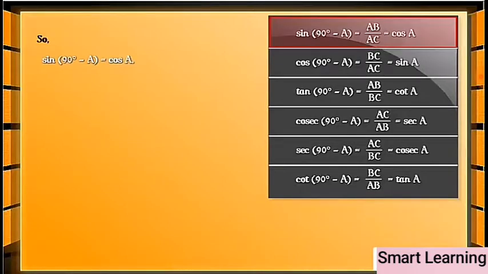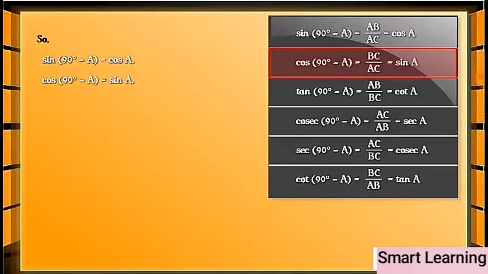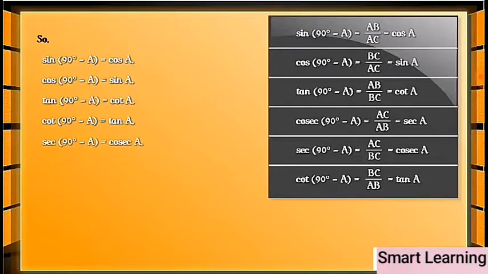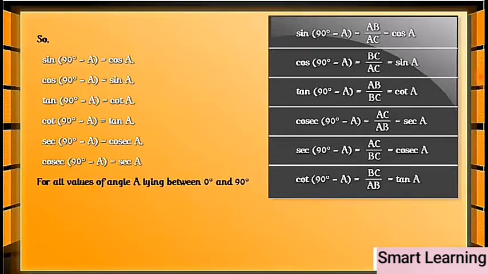So, sin 90 degrees minus A is equal to cos A. Cos 90 degrees minus A is equal to sin A. Tan 90 degrees minus A is equal to cot A. Cot 90 degrees minus A is equal to tan A. Sec 90 degrees minus A is equal to cosec A. Cosec 90 degrees minus A is equal to sec A for all values of angle A lying between 0 degrees and 90 degrees.